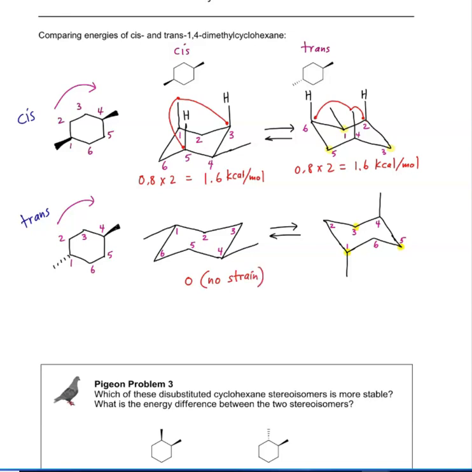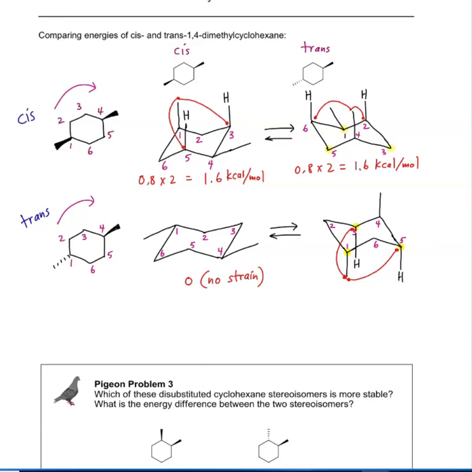By contrast, in the other chair, both of the methyl groups are in axial positions. So we need to look for the axial hydrogens on the same side of the ring as each of those methyl groups. So let's start with the down methyl group at carbon 1. There are also two down hydrogens. Those are at 3 and 5. So we have gauche-butane interactions between the hydrogens on the methyl group that comes off of carbon 1 and the axial hydrogens on the same side of the ring, that is the other down axial hydrogens. So we have two gauche-butane interactions there.